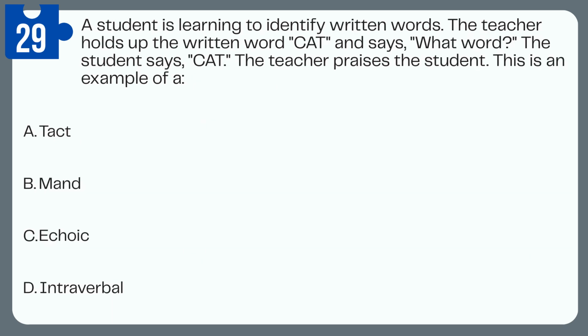Question 29. A student is learning to identify written words. The teacher holds up the written word cat and says, "What word?" The student says "CAT." The teacher praises the student. This is an example of A. Tact. B. Mand. C. Echoic. D. Intraverbal.